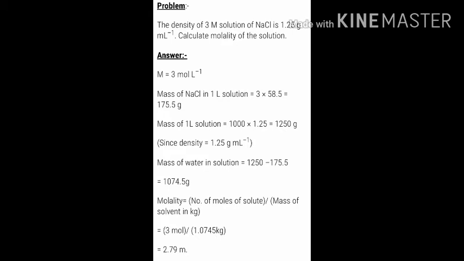Here, unlike molarity, we cannot take the volume of the solution. Here we have to take the mass of the solvent in kilogram. So 3 upon 1.074 kilogram, we have converted gram into kilogram. So the molality is nearby 2.79. We can write 3 molar also. So that is about molality. Children, that is the numerical. Here we have done the calculation for molality and molarity.